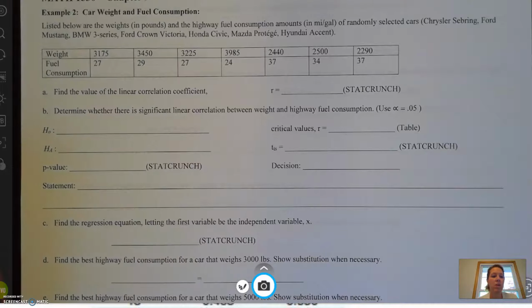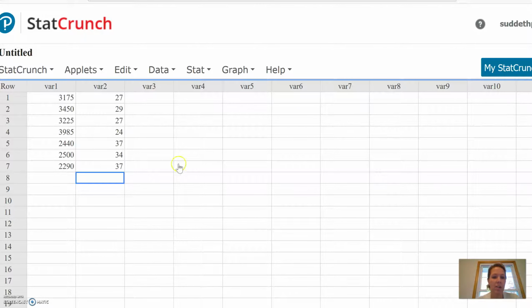So the first thing we're going to do is find the value of the linear correlation coefficient. I'm going to use StatCrunch, but you can use any other form of technology as well. So go ahead and bring up StatCrunch here. And I have these already typed in.